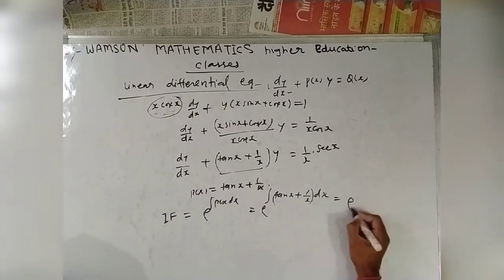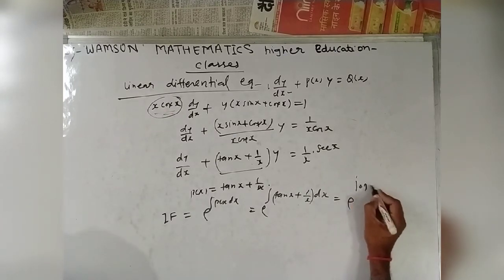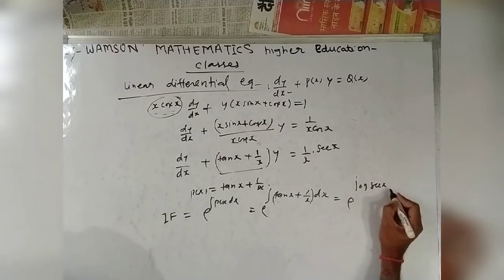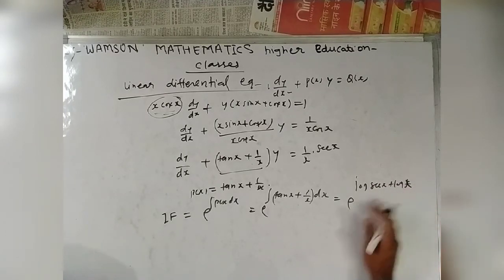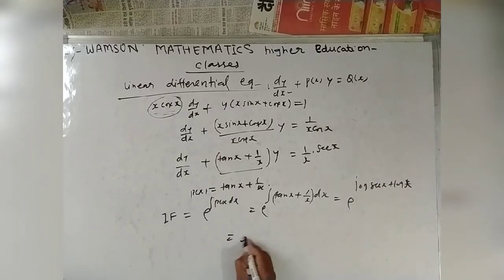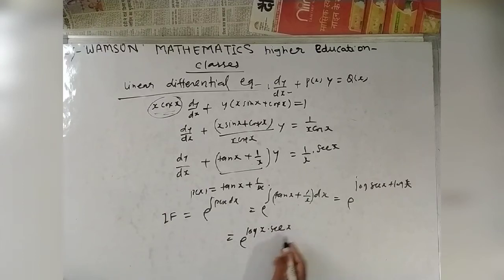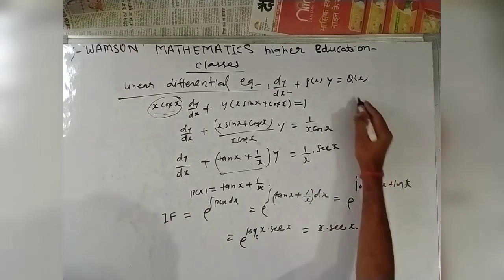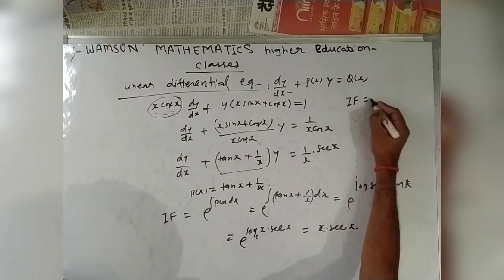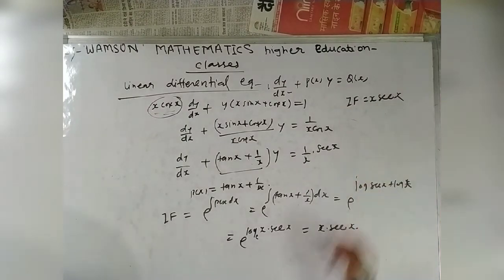Let me integrate here. This is nothing but log sec x plus log x. Let me apply the log rule: this is log of x sec x with base e, so it cancels out, and the integrating factor is nothing but x into sec x. So this is our integrating factor: x sec x.